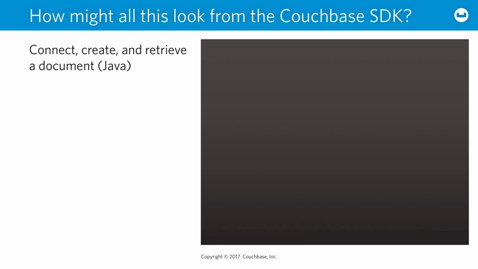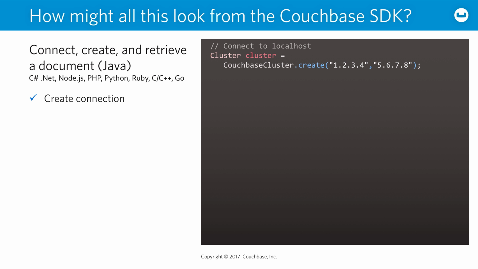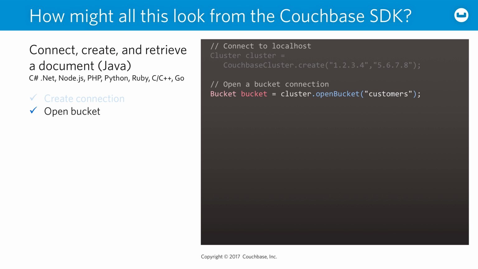So how might connecting to a bucket and creating a document look in practice? We'll take a look at this in Java, but you'll find the same approach across all our SDKs. First, you create a connection by pointing to one or more high-availability bootstrap nodes in your cluster. After this initial connection, the client will be continuously updated with a map of all nodes and their services, and will manage those connections for you. Then you open your desired bucket.